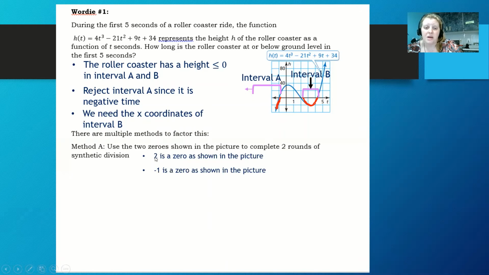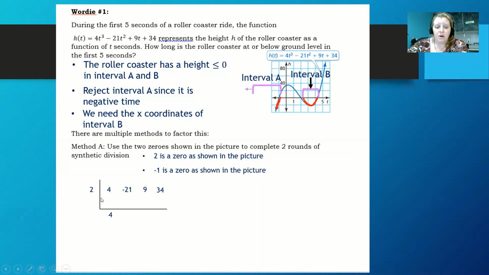So I would make note that 2 and -1 are both zeros in this graph. They're both x-intercepts. When you're given an x-intercept, you may use it to do synthetic division. So I would set up my polynomial for synthetic division. So the coefficients are 4, -21, 9, and 34. And it's up to you. You may divide by 2 or -1. They're both zeros. They're both going to work. I chose to do 2 first. And we run that through the synthetic division process.